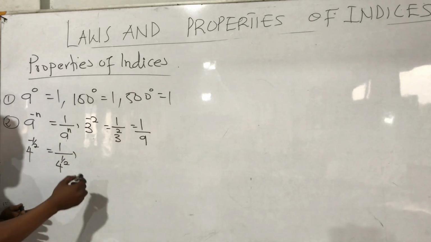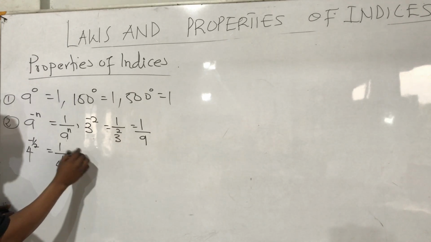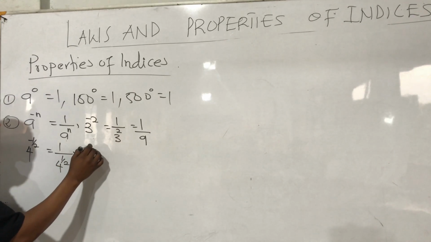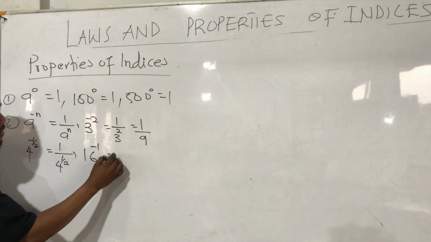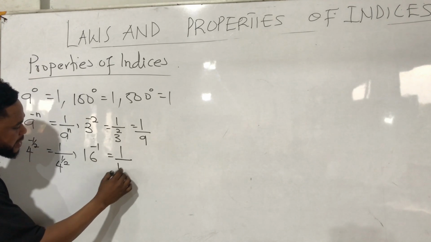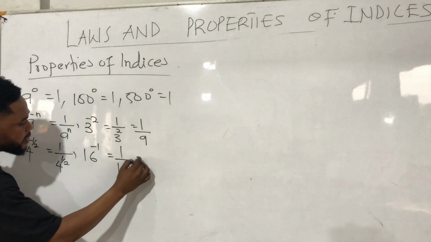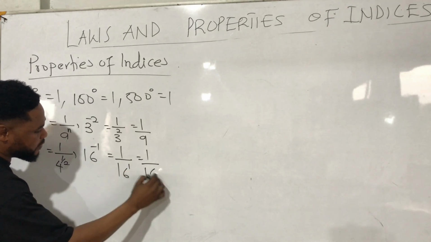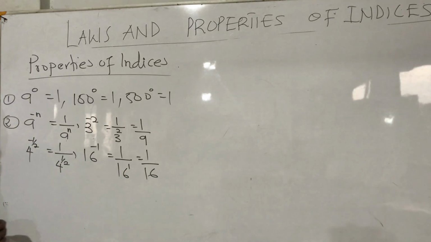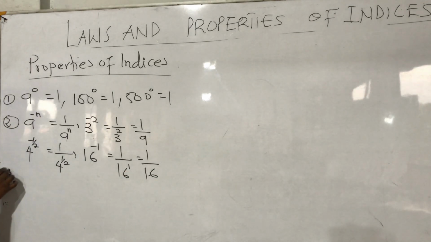Now, another example is if we have, let's say, 16 raised to the power negative 1. It's the same as 1 over 16 raised to the power 1, which will give us 1 over 16. So we can have these examples. Let us look at property 3.